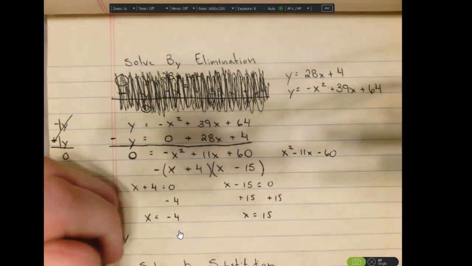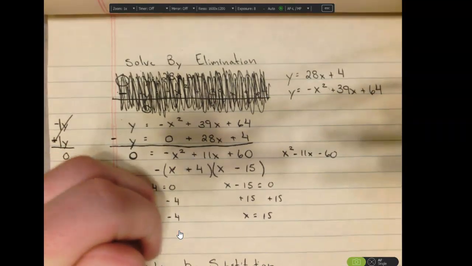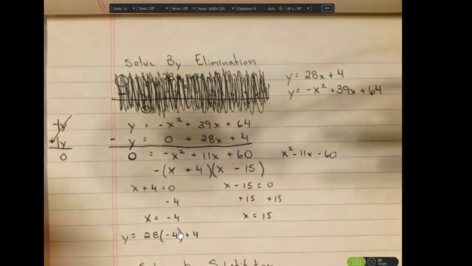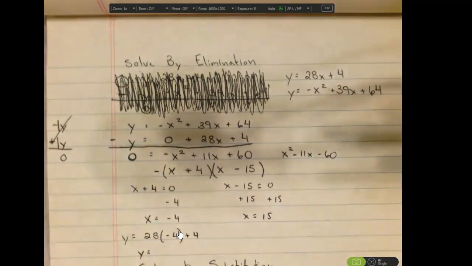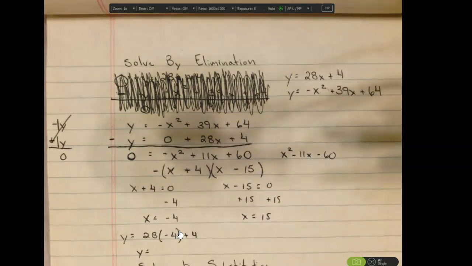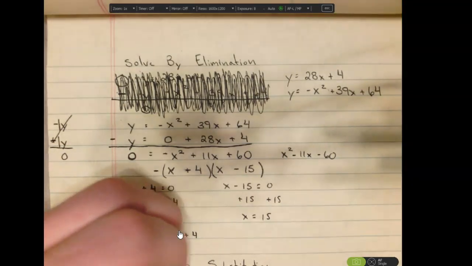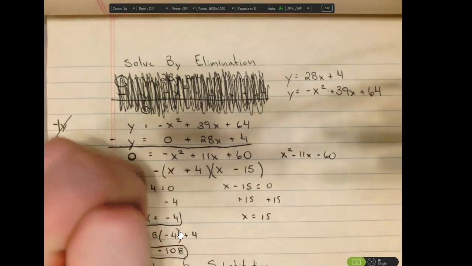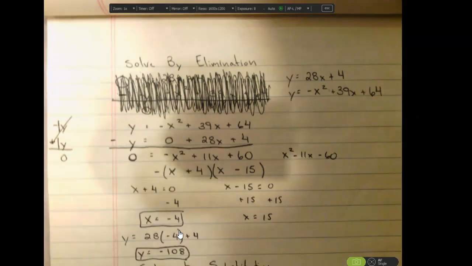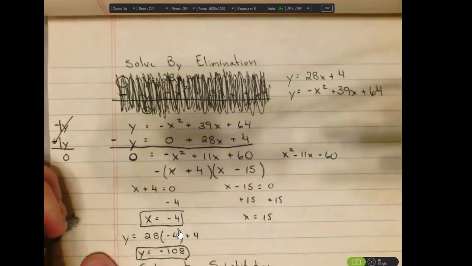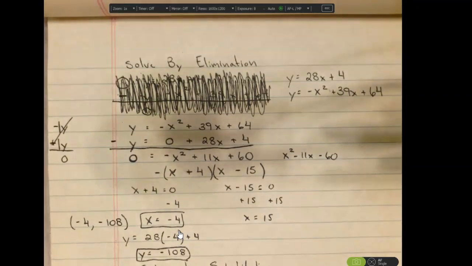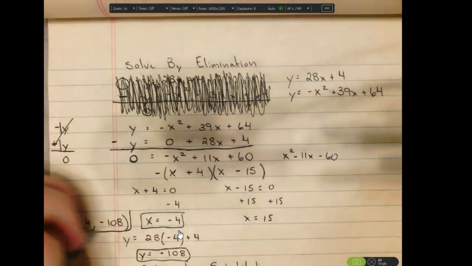So let's go ahead and let's get started here. So y equals 28 times negative 4 plus 4. I go through and I solve. Y is going to be equal to negative 108. So I know that one of my solutions to this problem is the ordered pair negative 4, negative 108. So there we go. There's one of my solutions.